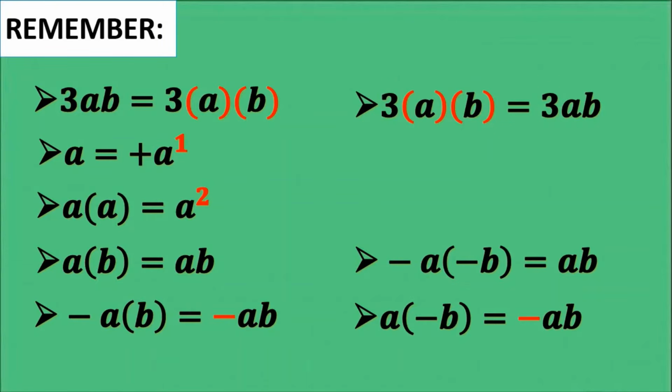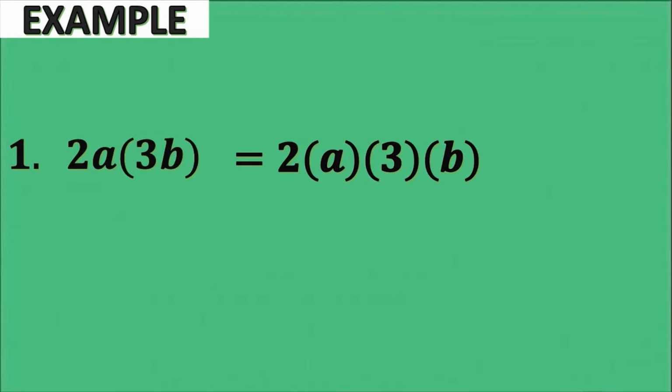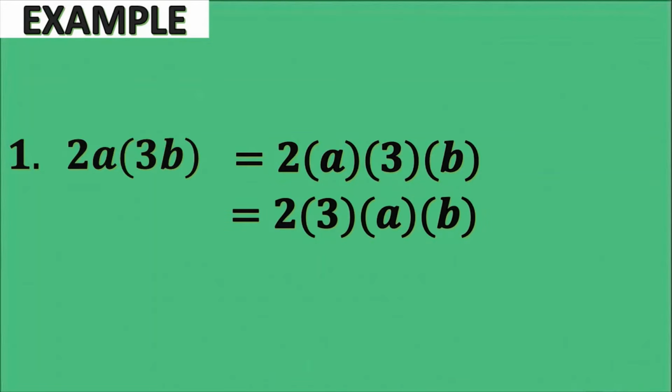Let us proceed with some examples. 2a times 3b. We can think of this given as 2 times a, remember that we have an automatic operation between 2 and a, times 3 times b. And then since multiplication is associative, we can rearrange this given into 2 times 3 times a times b. The purpose of doing that is for us to be reminded that we can perform multiplication between 2 and 3 because they are pure numbers. So the answer therefore is 6ab.